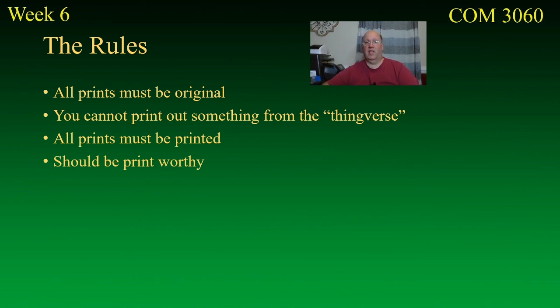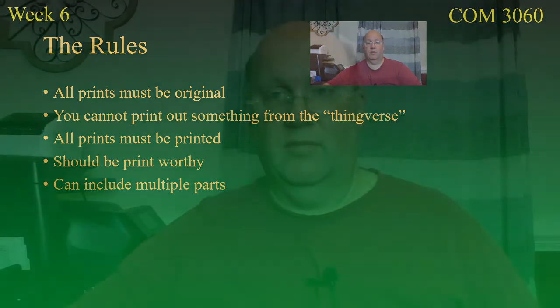In other words, it can't just be a primitive or a half-baked object. It's got to be something that actually does something, that has some character in itself and could possibly be useful, even if it's jewelry or art or something like that. It can include multiple parts. It can include interlocking parts. Some things, as you'll see, are too big to print on their own, so they may need a little help. And there are ways of doing that, which we'll go over.